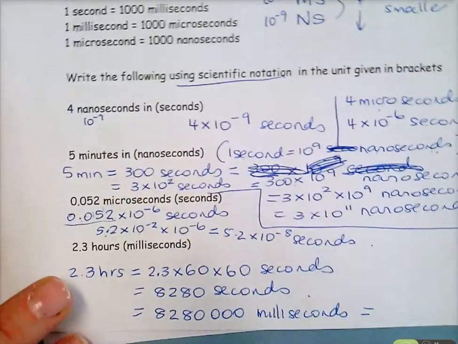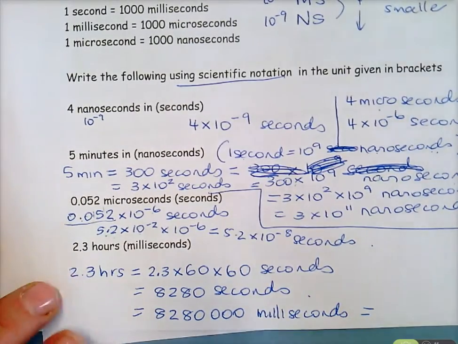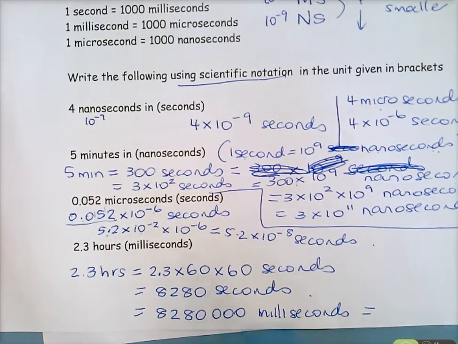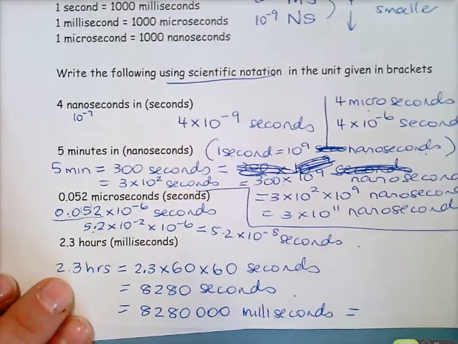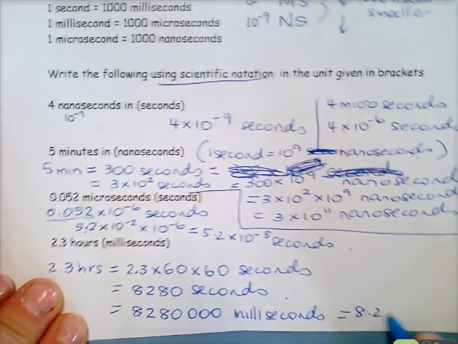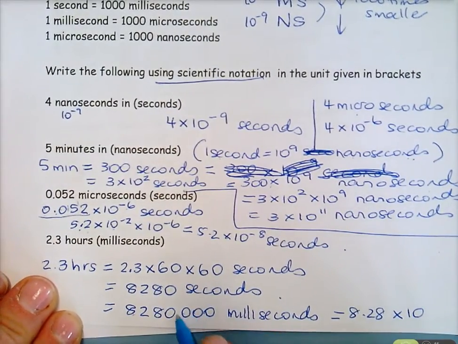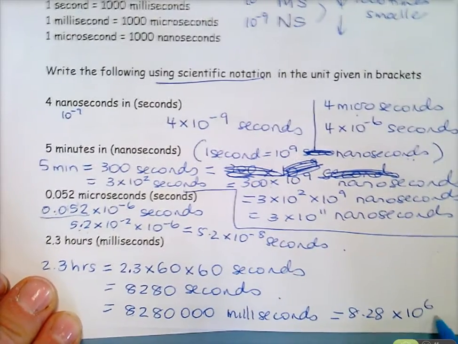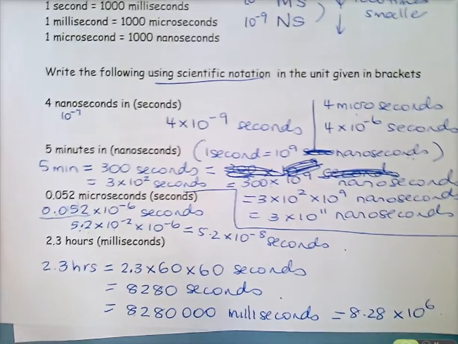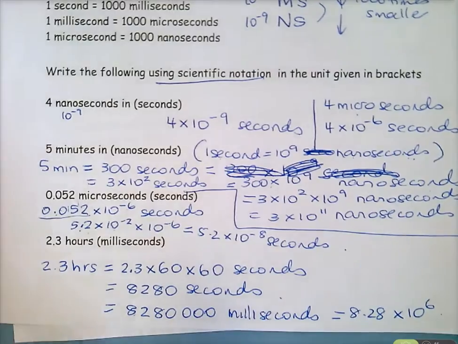It's like if you've got 1 liter. How many milliliters? 1,000 more. You've got that many seconds. How many milliseconds? You times that by 1,000. Girls, how do I write that in scientific notation? 8.28 times 10 to the power of 6 milliseconds.